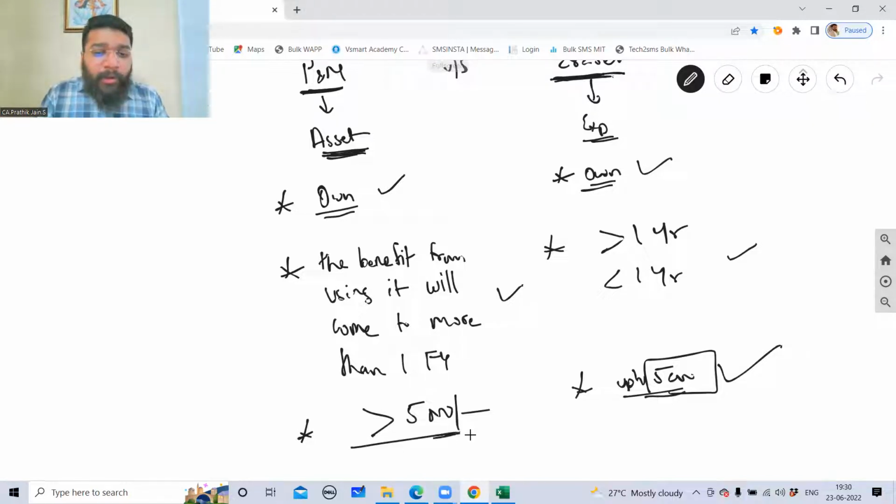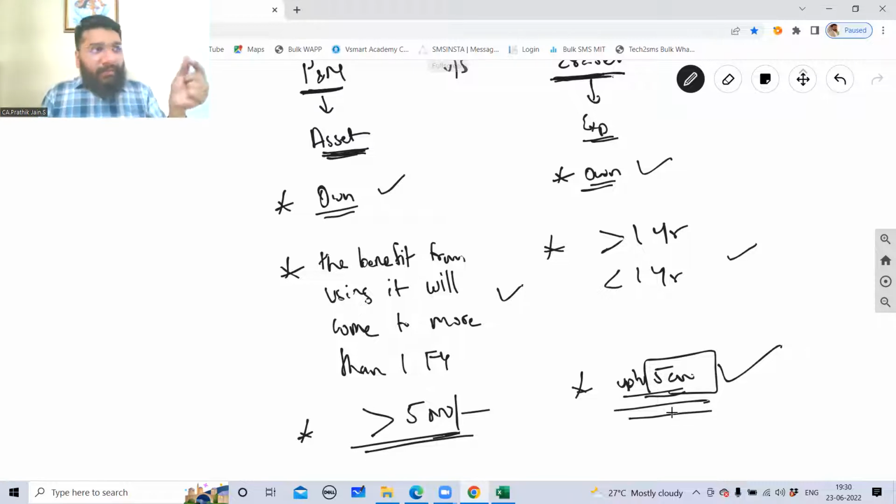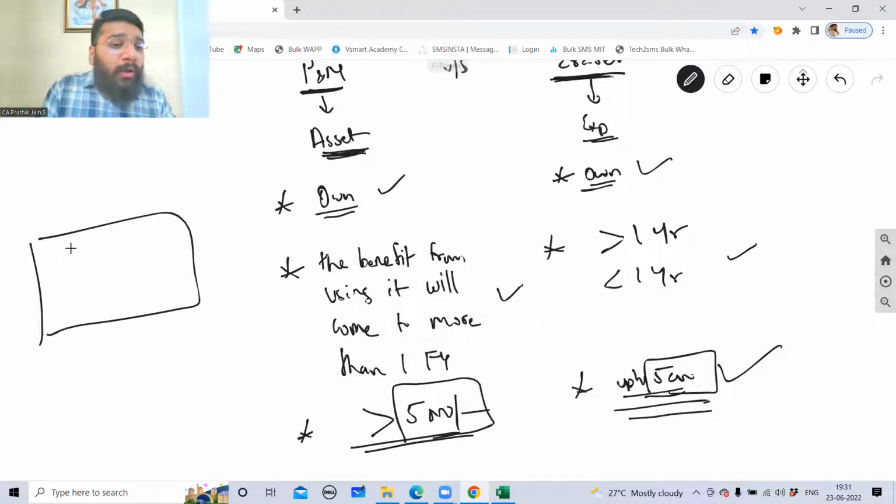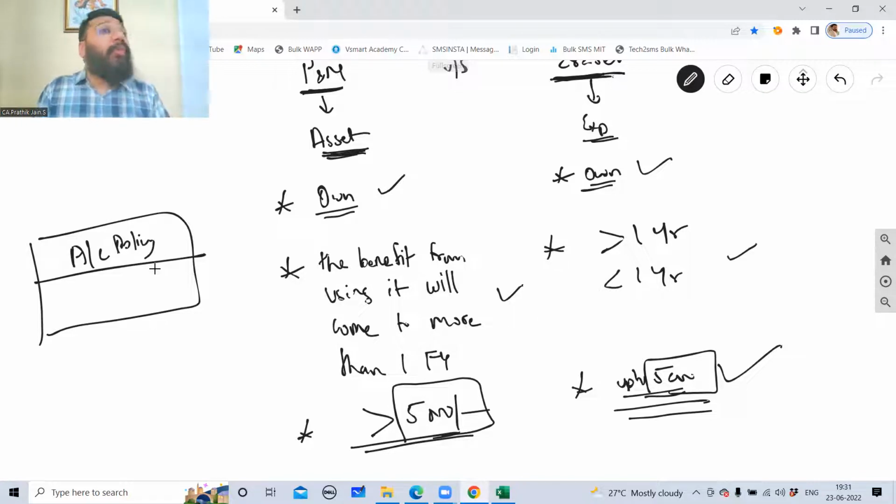So the ultimate point of difference is this. If the monetary value is more than 5,000 rupees, let's suppose 6,000 rupees, you can take that item to the asset. Now, sir, is this 5,000 to be followed 100%? You can follow a different amount. Every enterprise is supposed to have a policy called the accounting policy. You can customize your own accounting policy. If you are not having any accounting policy, the general accounting policy will be followed. So the accounting rules and regulations are there. You can follow that, or if you want, you can customize that.